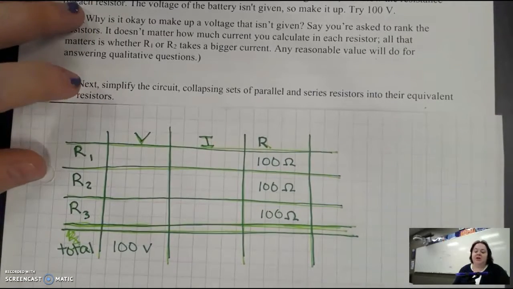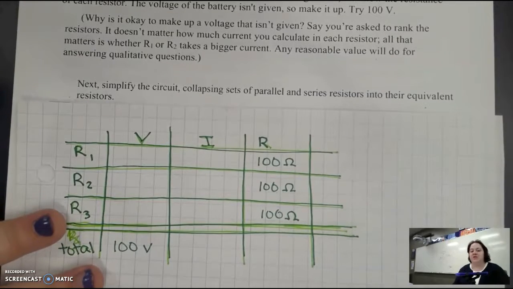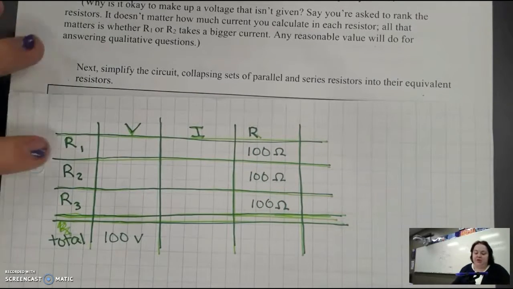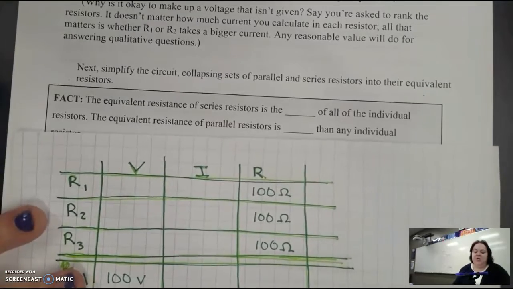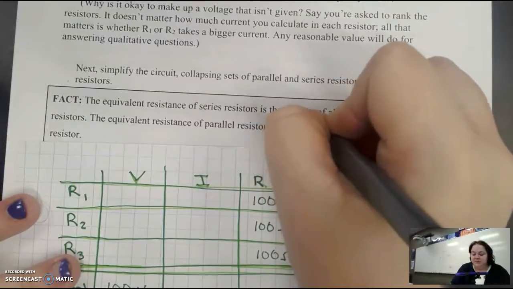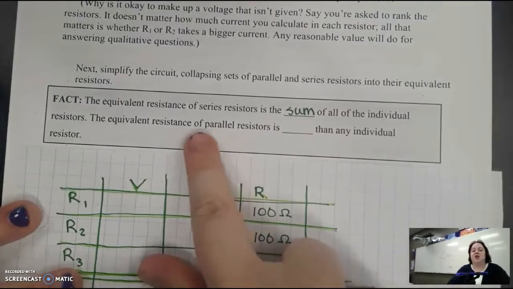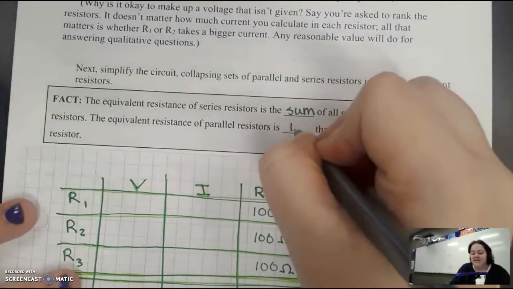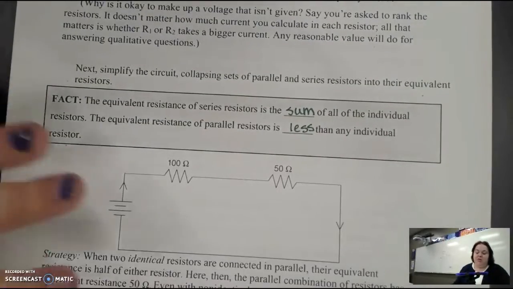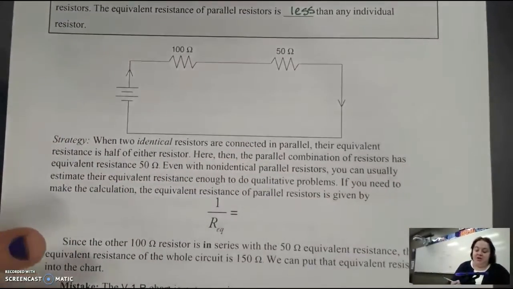Next, we're going to simplify our circuit, collapsing sets of parallel and series resistors down into their equivalent resistors, which is a fancy way of saying we're going to think about the circuit in simpler terms. So, the equivalent resistance through a series circuit is the sum of all the individual resistors. The equivalent resistance of parallel resistors is less than any of the individual resistors. We're going to skip around a little because I don't particularly like the order he did this part in. I might fix it on your sheet.